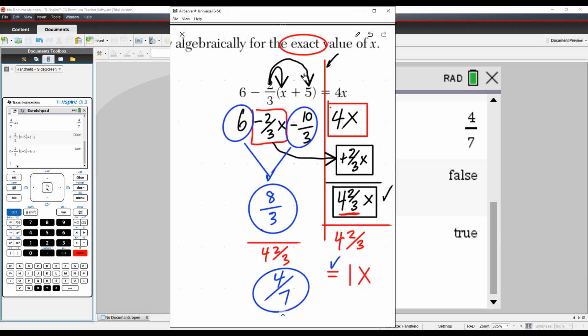Now, I'm going to end this and post it, and then I'm going to show you how to do it using the calculator. So boom.